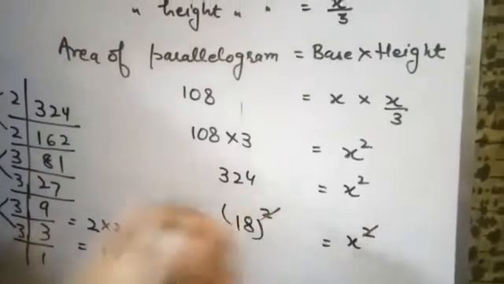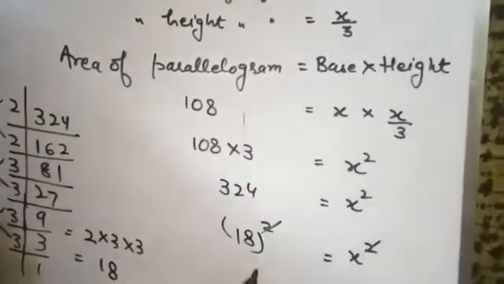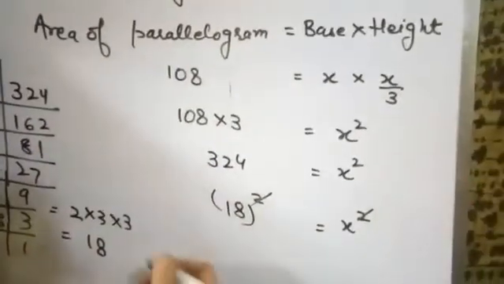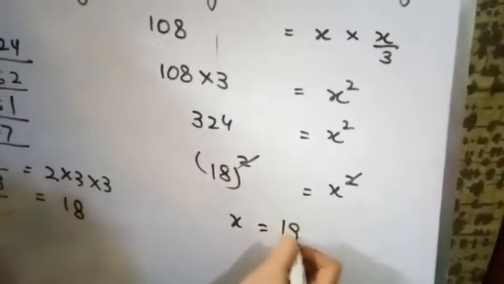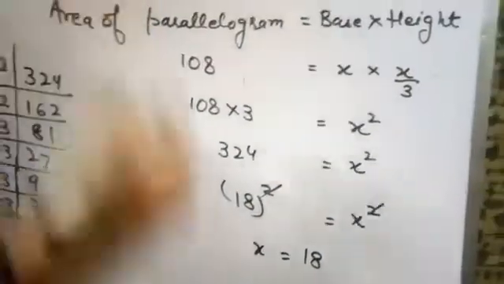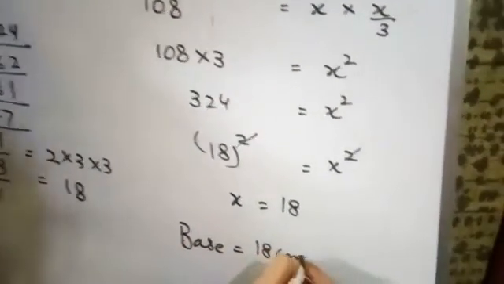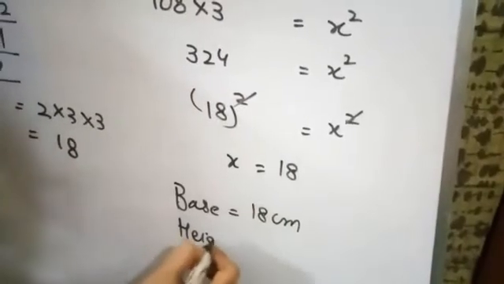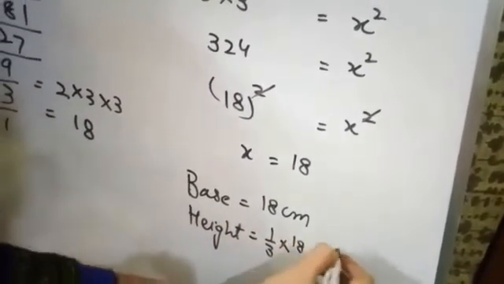Now you can cancel off the square because both terms are in square, so we can equate the bases. You can write x is equal to 18. You find out the value of the base. So the base is equal to 18 centimeter and the height is 1/3 of the base. 1/3 of 18 is 6 centimeter.